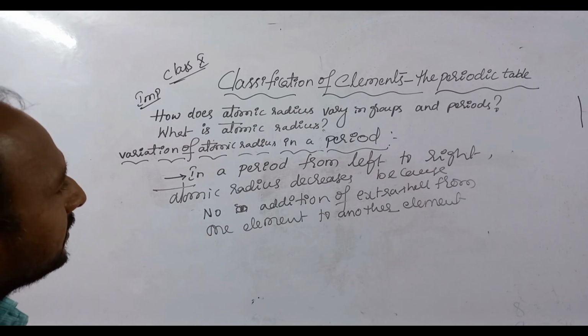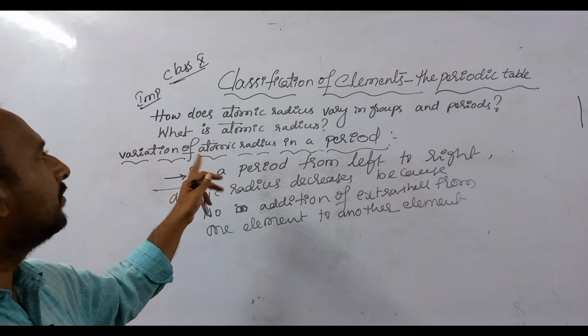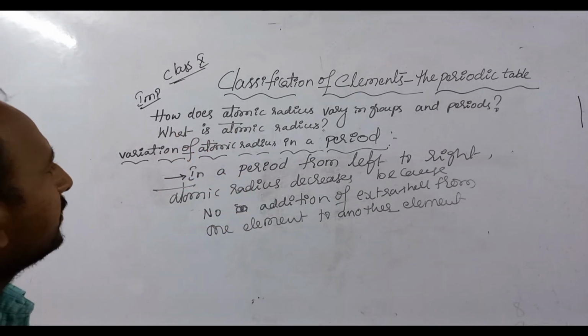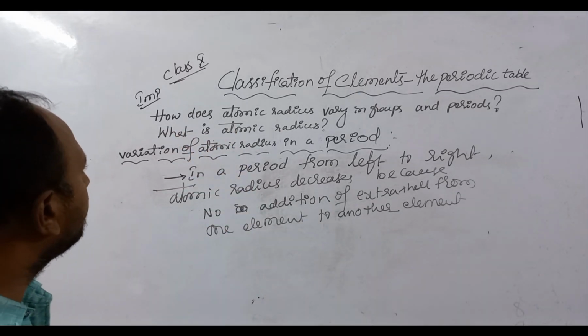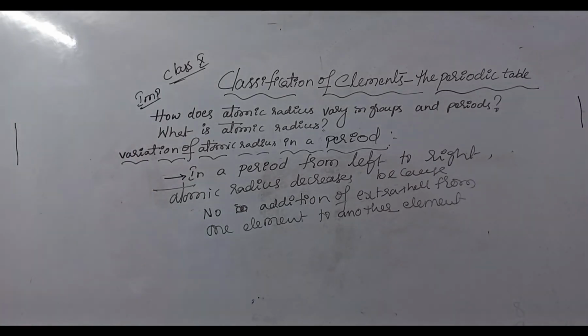variation of electron affinity, variation of electronegativity in groups and periods in the coming topics. So what is atomic radius? How does atomic radius vary in groups and periods? Most important topic. So in the next video, what is ionization energy and how does it vary in groups and periods, we will explain.